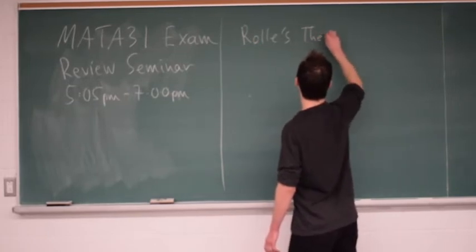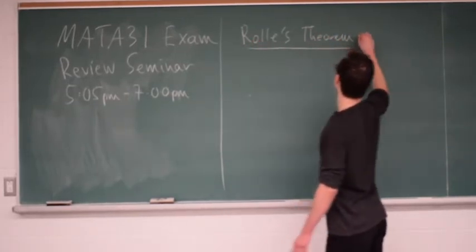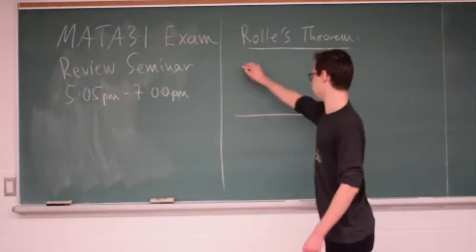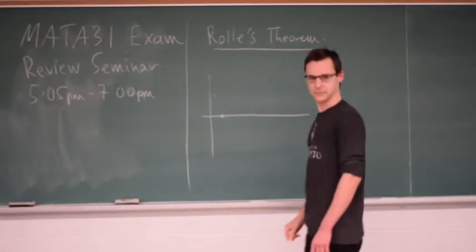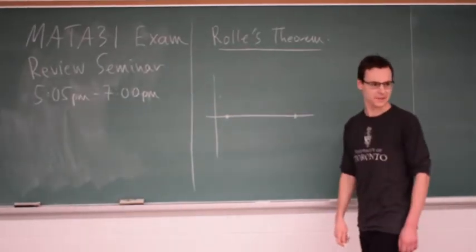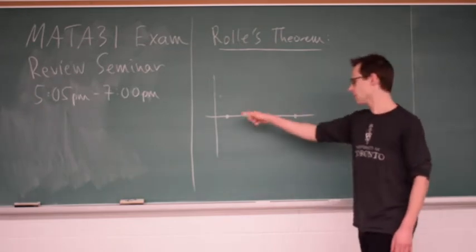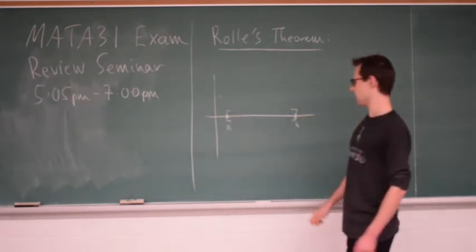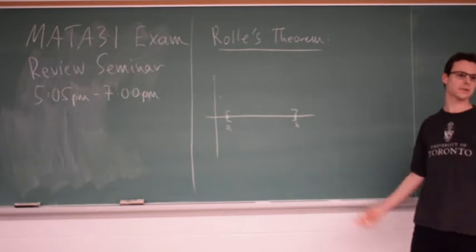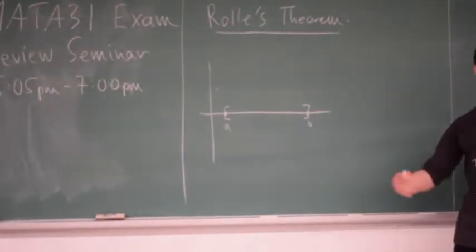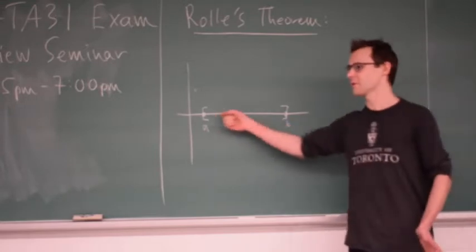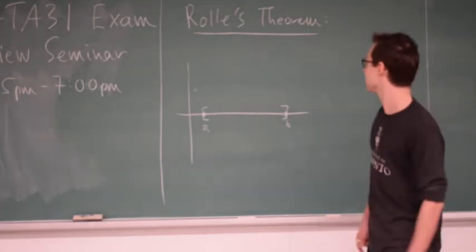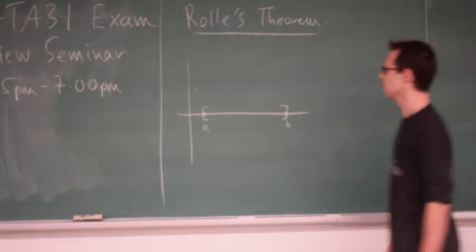Rolle's theorem, and the generalization of it, the mean value theorem, states the following: if a function starts at the x-axis and ends also at the x-axis, and it's continuous everywhere on this closed interval, say this point is A and that point is B, okay? If the function is continuous on the closed interval a to b and differentiable on the open interval a to b, then there's a point somewhere within the open interval where the derivative is zero. That's Rolle's theorem. You can look up the formal definition in the book.